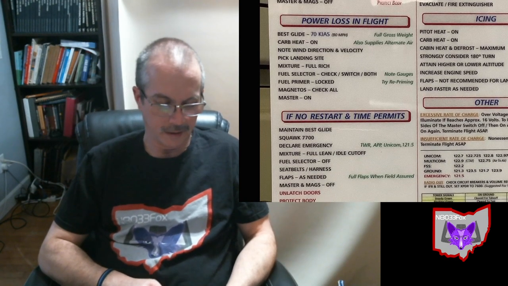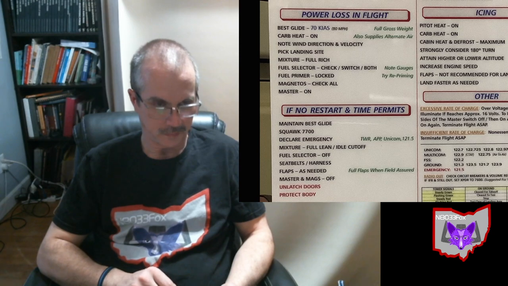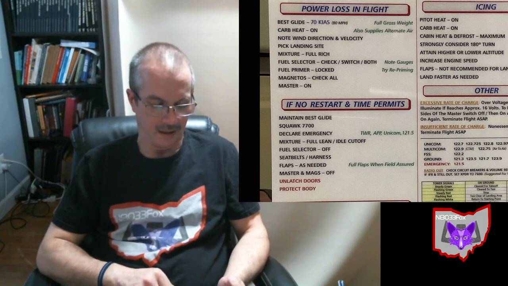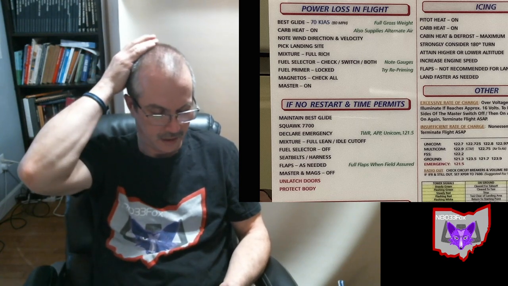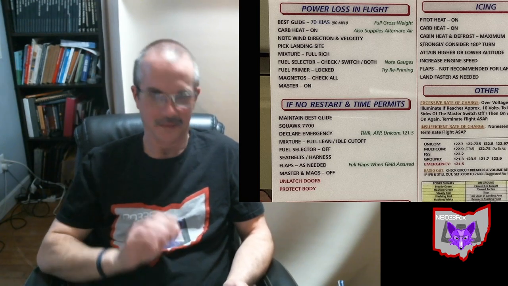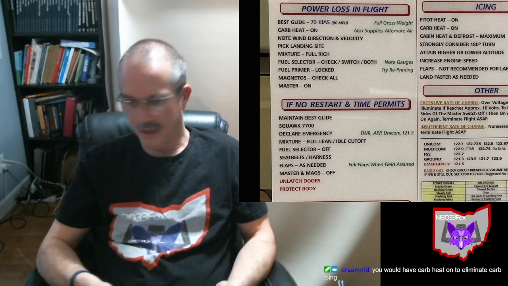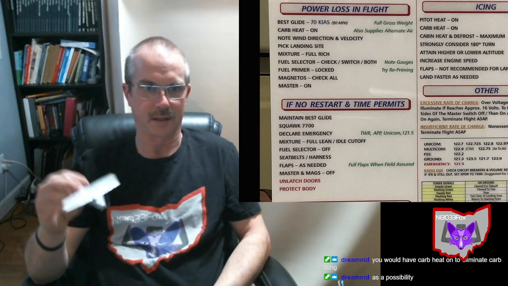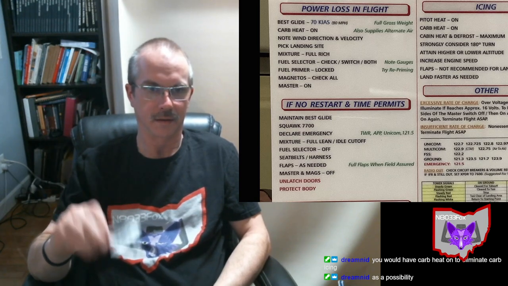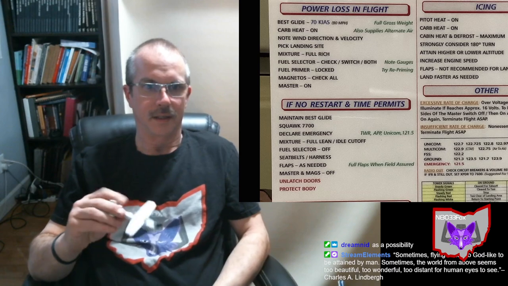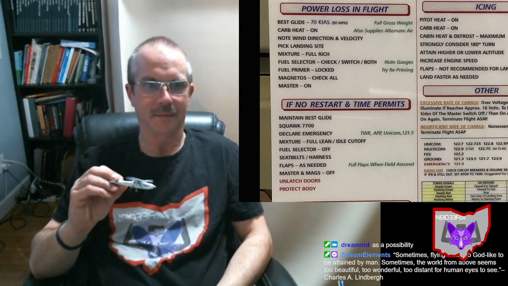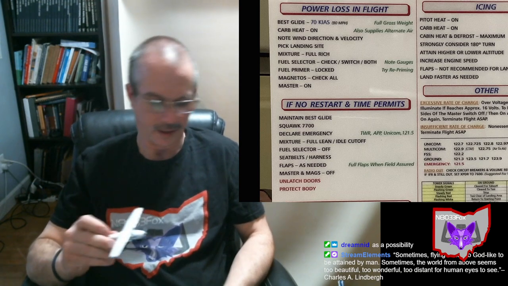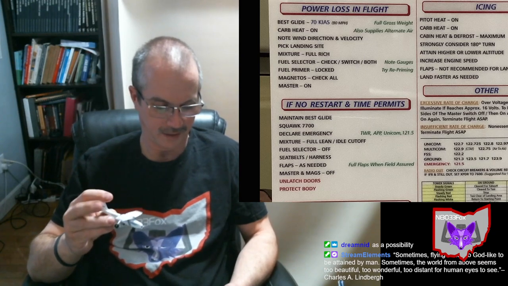So power loss in flight, we are going to attempt to restart our engine. Then if no restart and time permits, so if the time allows, we'll go through this checklist. Again, here's best glide. Gotta find that best glide. That's going to keep us at a safe airspeed the longest. Carb heat on would eliminate carb icing as a possibility. Understood, and makes sense, especially if you've got low idle, or no idle, even.